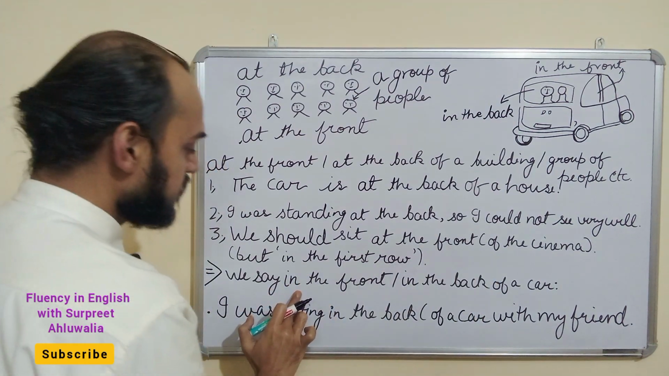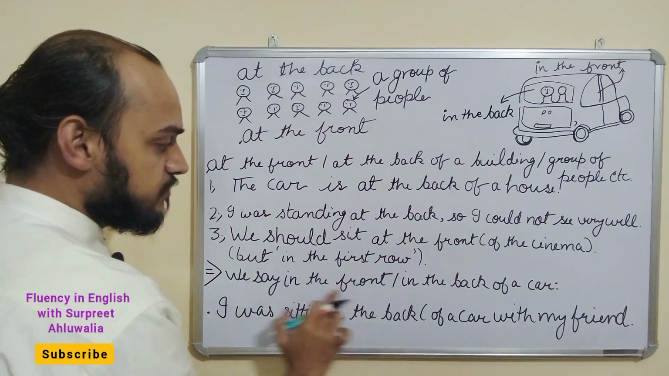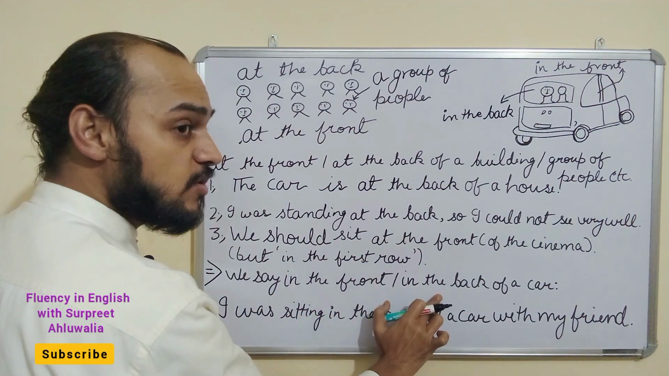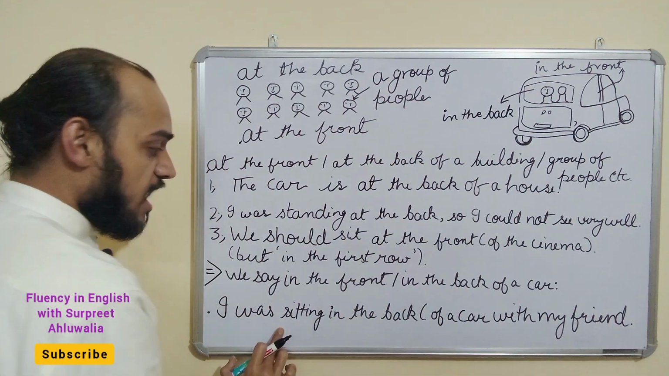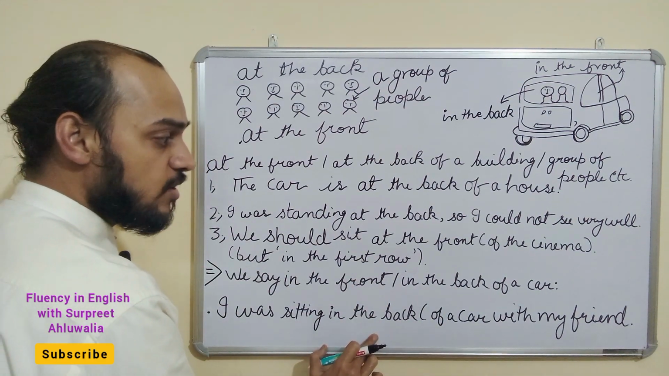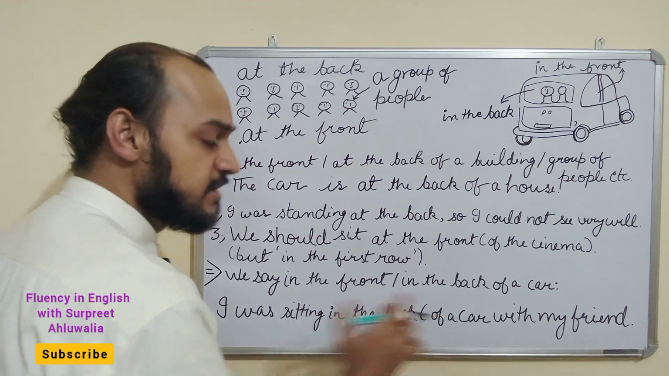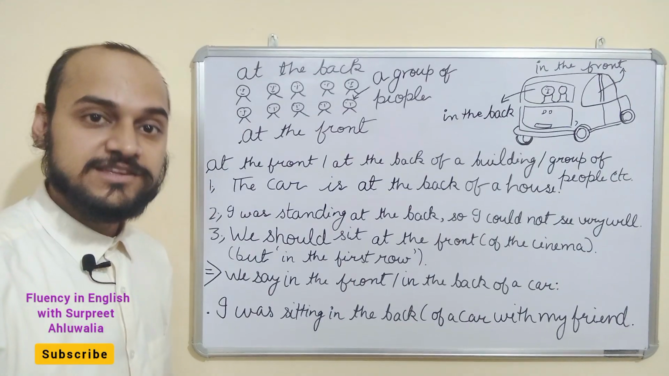Now look at the last example of a car. We say in the front, in the back of a car. I was sitting in the back of a car with my friend. Now you have been able to understand these things very well.